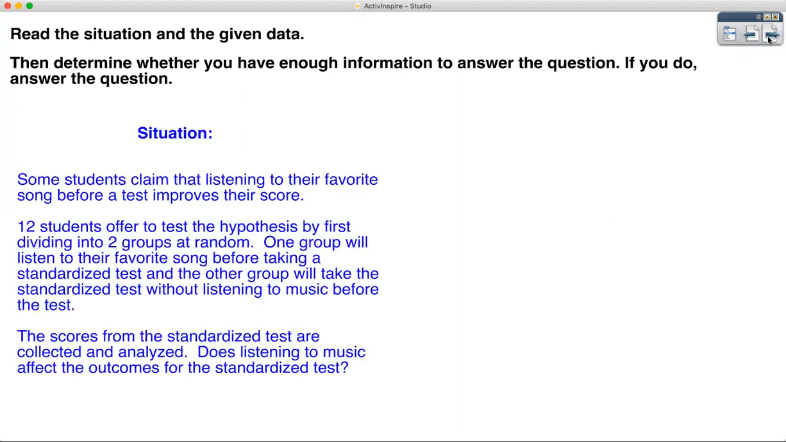Here is the situation. Some students claim that listening to their favorite song before a test improves their score. 12 students offer to test the hypothesis by first dividing into two groups at random. One group will listen to their favorite song before taking a standardized test, and the other group will take the standardized test without listening to the music before the test. The scores from the standardized test are collected and analyzed. Does listening to music affect the outcomes for the standardized test?